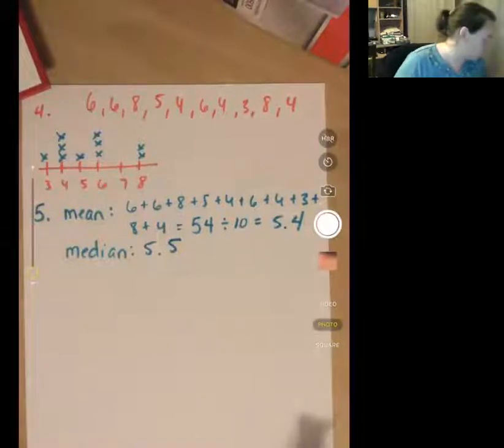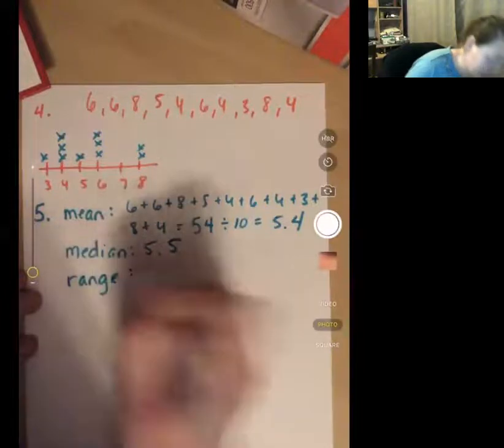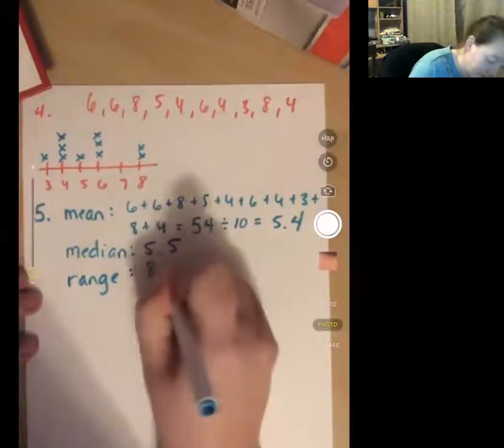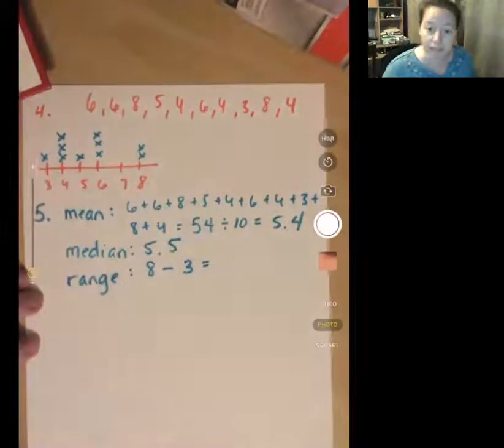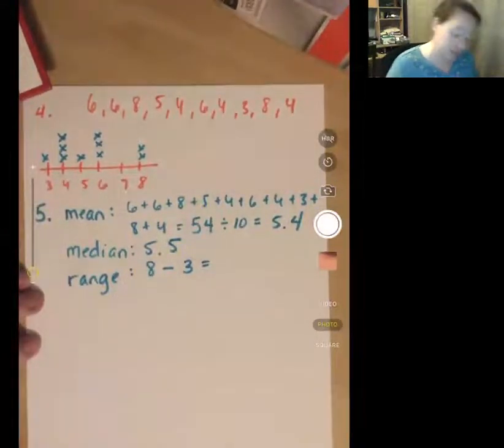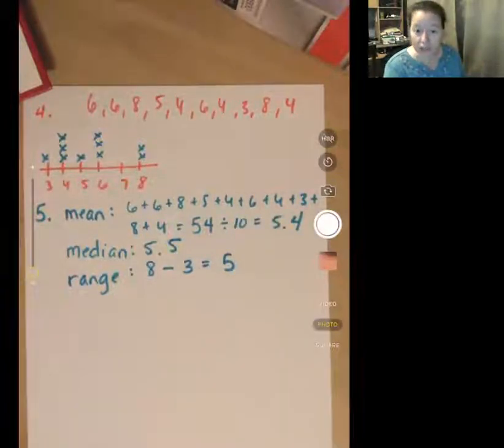Then we have range, which is the largest number of 8 minus the smallest number, which is 3. 8 minus 3 is 5. So that is our range. Our range is 5.